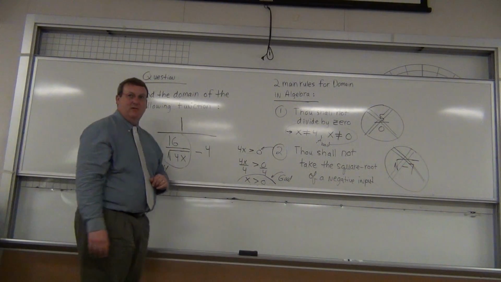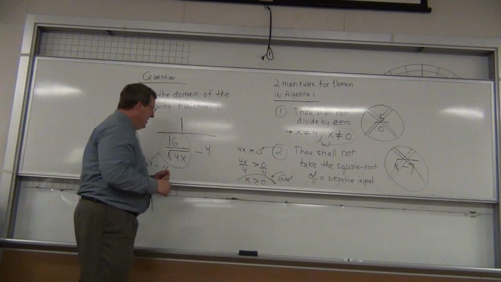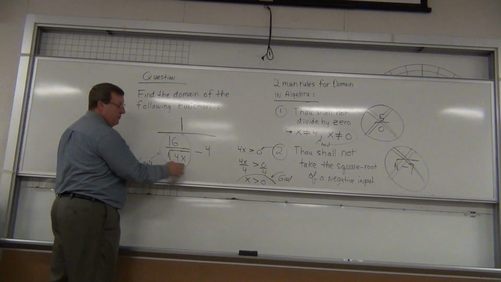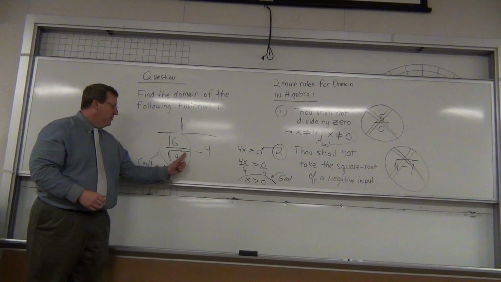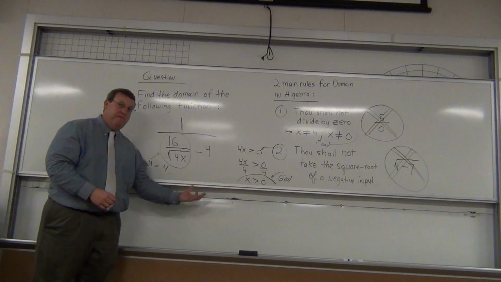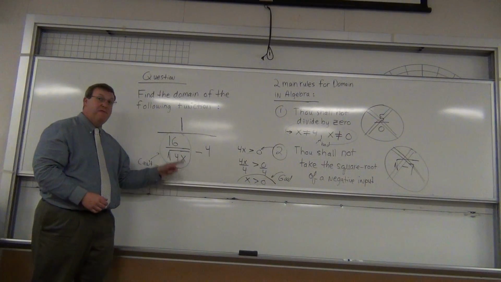The answer is 4. Please don't turn your brain off. I know I've said 4 a lot, but just follow me. So 16 divided by 4 would equal 4. Okay. Well, how would I make square root of 4x equal to 4?